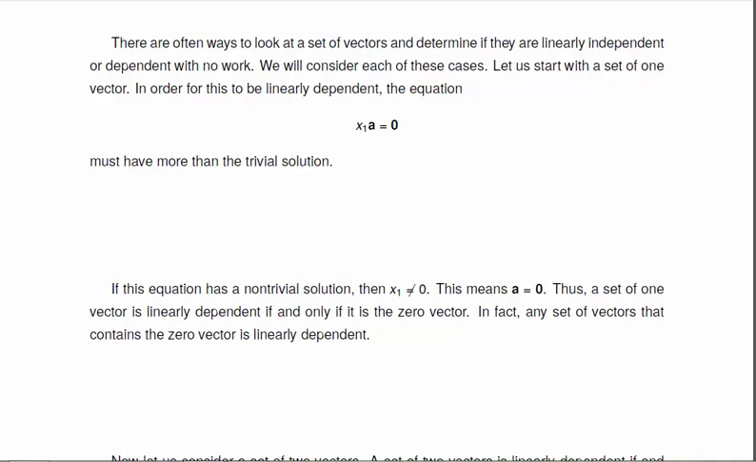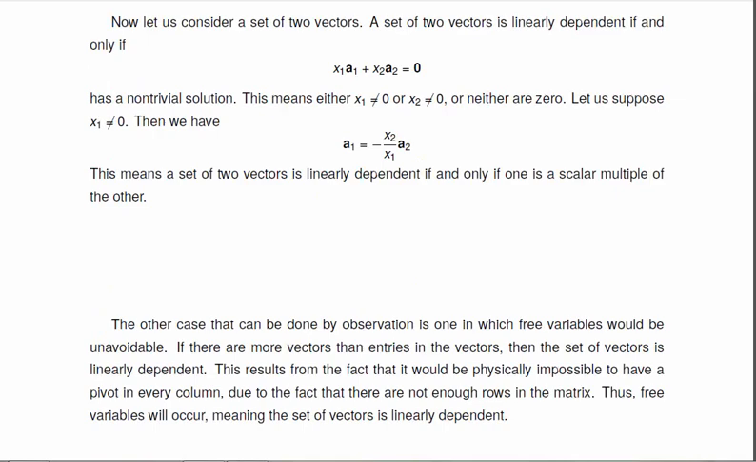Let's start with a single vector. So if a single vector is dependent, we need this equation x1a equal to 0 to have more than one solution. Well, here, one of these things has to be 0. And if it's not x1, then it has to be a. So if a is equal to 0, it's dependent. Otherwise, it's independent. And it's actually the case that any set of vectors that contains the 0 vector will be linearly dependent.